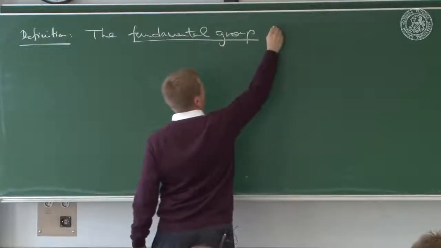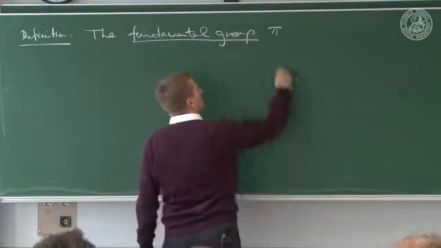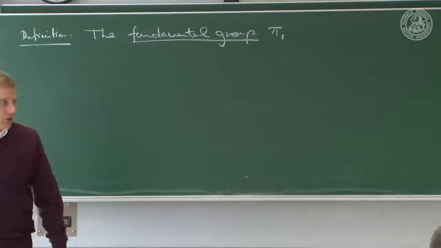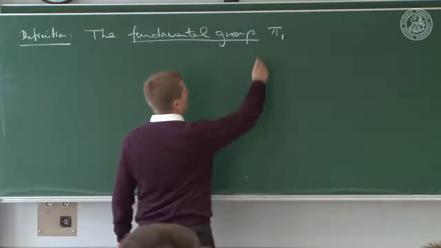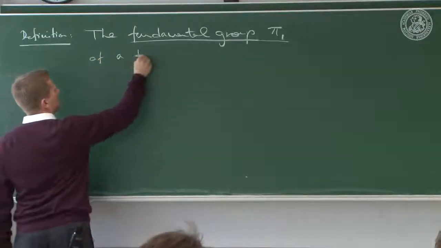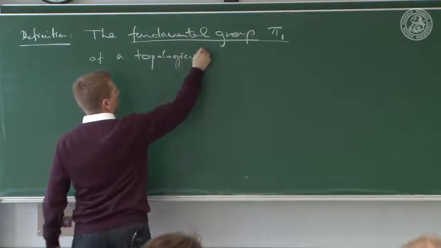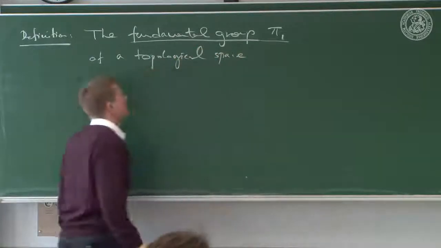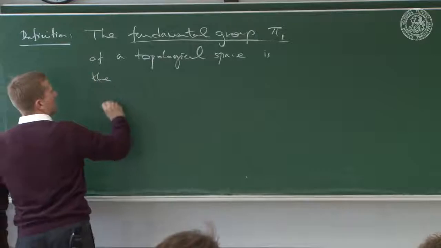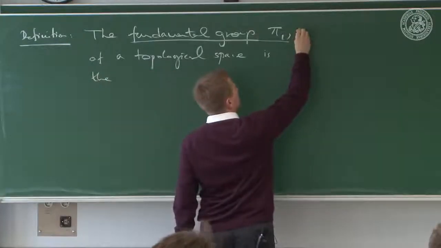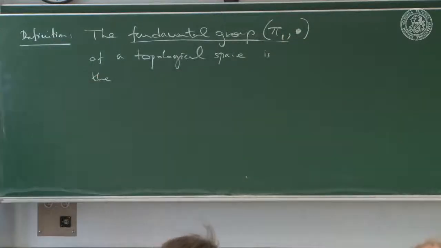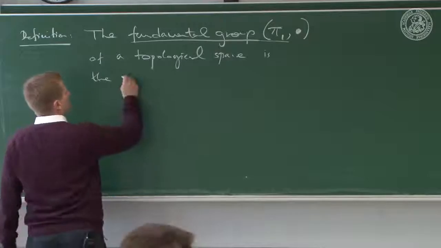The fundamental group has a name, it's called pi, and because other groups can be built in higher dimensions, we come to that in a second, we call it pi 1. The fundamental group pi 1 of a topological space is the set. Okay, a group must be a set together with an operation, and the operation is called blob.